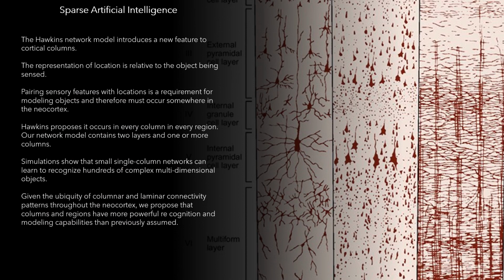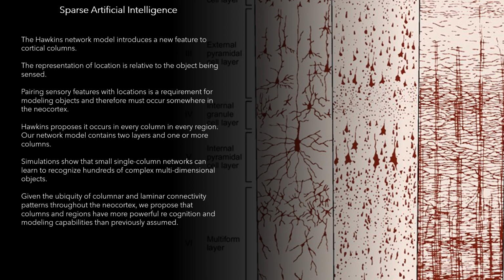Sparse artificial intelligence. The Hawkins network model introduces a new feature in cortical columns that proposes that a representation of location is calculated within the subgranular layers of each column. The representation of location is relative to the object being sensed. Pairing sensory features with locations is a requirement for modeling objects and therefore must occur somewhere in the neocortex. Hawkins proposes it occurs in every column in every region. The network model contains 2 layers and 1 or more columns.